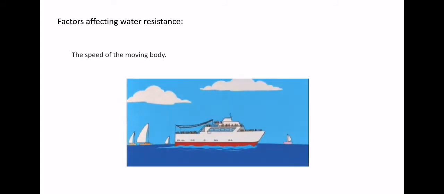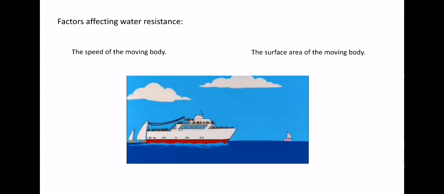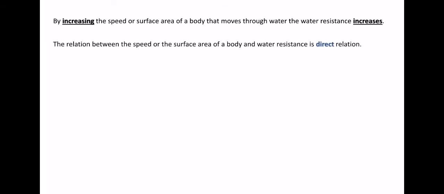The factors affecting water resistance. We have the speed of the moving body and the surface area of the moving body. The first one, the speed. We said by increasing the speed or the surface area of a body that moves through water, the water resistance increases. So the relation here between the speed or the surface area of the body and the water resistance is a direct relation.